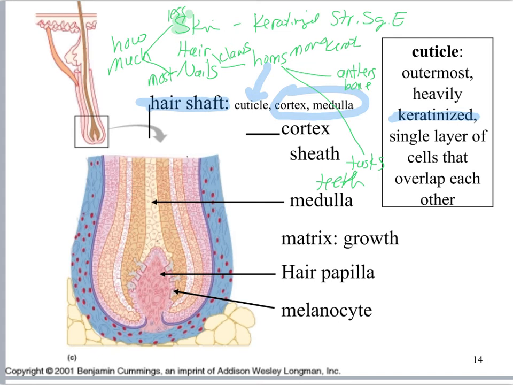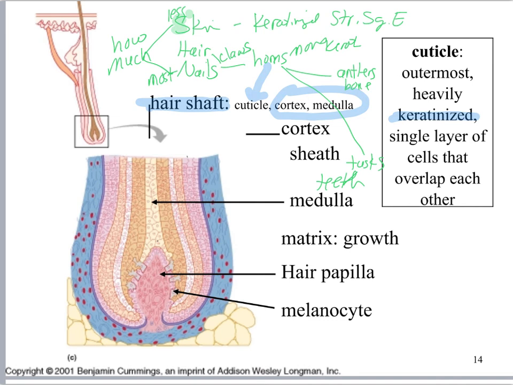Okay, so if we look down here at this picture, you can see it's stratified squamous epithelium. Most of the stuff down here is still cuboidal because it's still alive, and it's getting pushed up towards the surface. I've got the mitotic cells here, I've got melanocytes here, and so forth, and it just pushes it up as it grows. And that's about all you need to know about that.